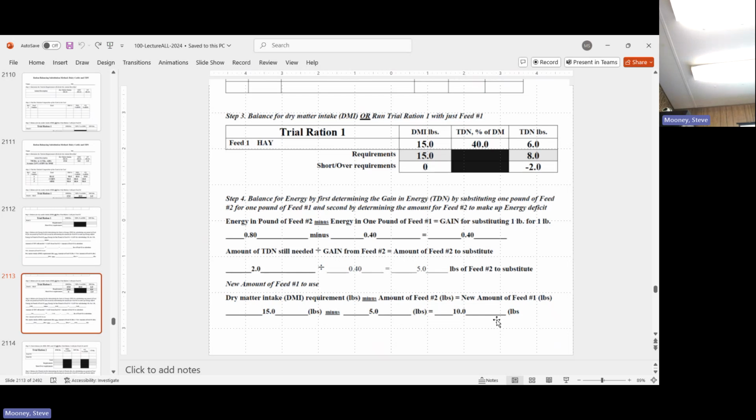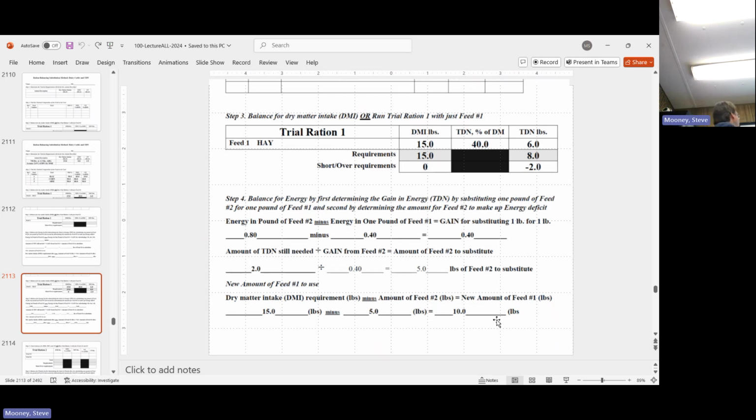8 is from step 1, right? We bring that down from step 1. So 6 minus 8 is minus 2. I'm 2 pounds short of my TDN requirement. Am I balanced? No, so I got to keep going. That means I got to go to step 4.